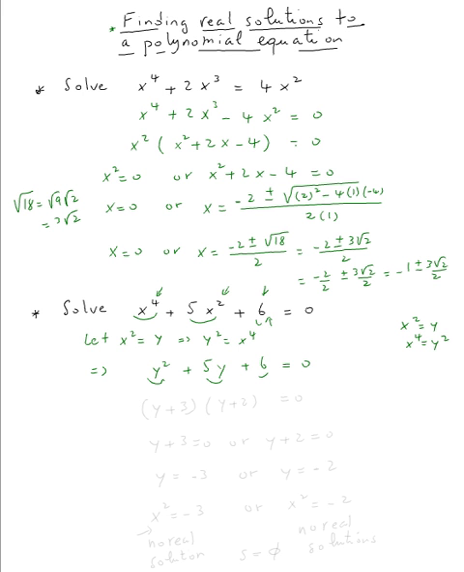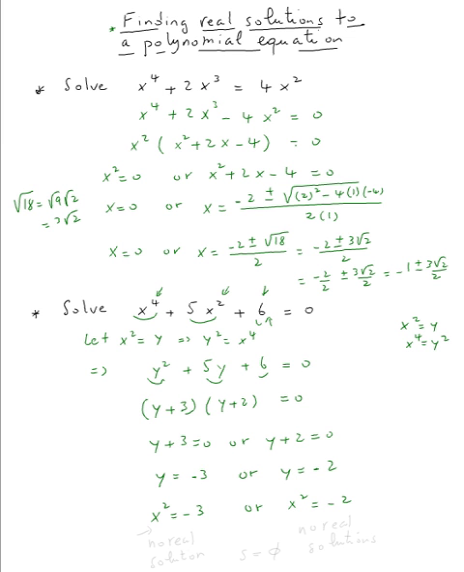You can factor this one, or you can use the quadratic formula. I think we can factor it. It's 2 and 3. So this will be (y plus 3)(y plus 2) is 0, which means y plus 3 is 0, or y plus 2 is 0, which means y is equal to negative 3, or y is equal to negative 2. Now y happens to be x squared, so this means x squared is equal to negative 3, or x squared is equal to negative 2.